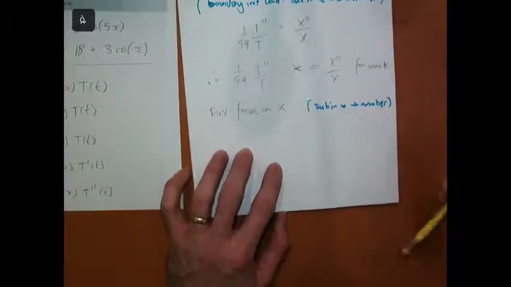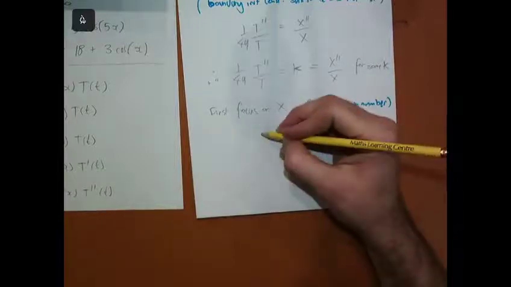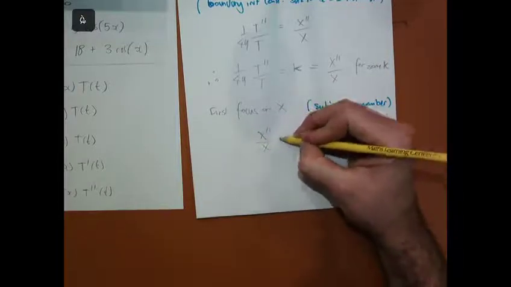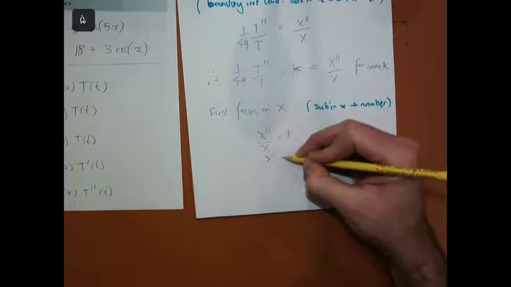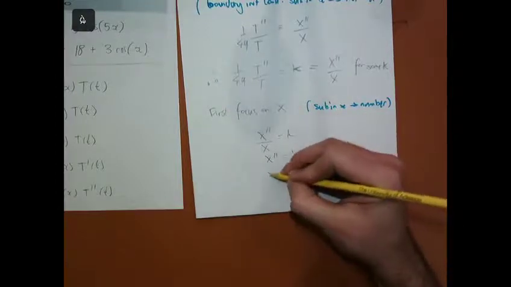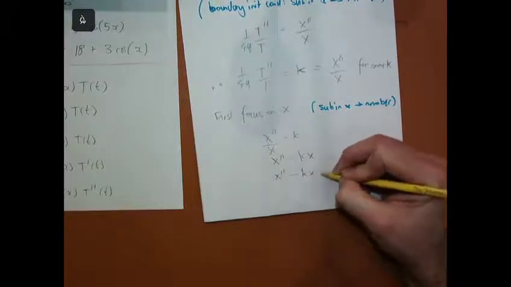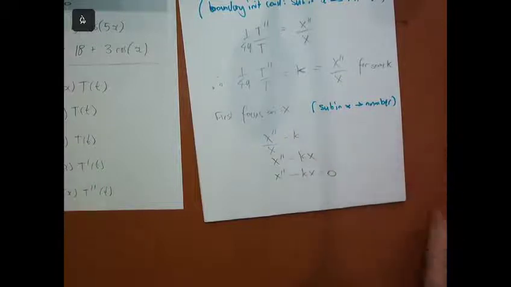Okay. So I have that x double dashed over x equals k, so x double dashed equals kx, so x double dashed minus kx equals 0. Don't technically need to do all of that, but that's the traditional way of writing it.